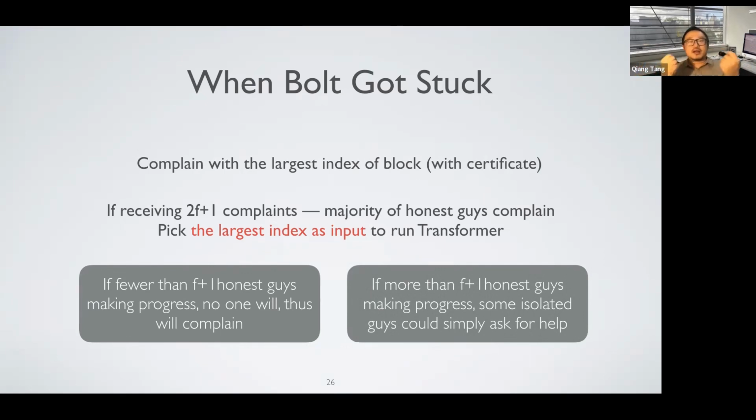Then if just one node, for example, gets isolated by himself, he can easily call for help, right? He can ask the other nodes to send him the latest block. He can easily validate the certificate because it's just signatures.